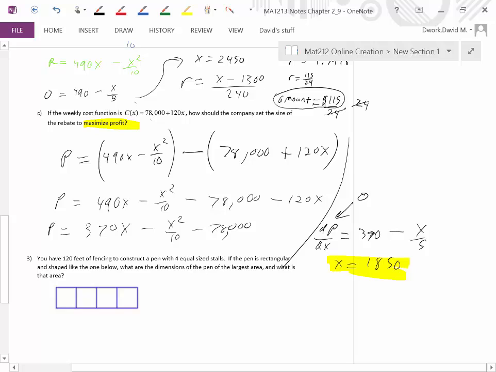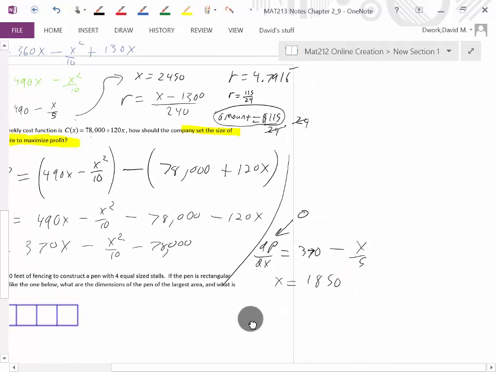There is an optimal at 1,850 units. But is this what the question was asking us to find? Let's see. How should the company set the size of the rebate? We don't want x. That's not our answer, right? So once again, we ask, how should we set the size of the rebate?